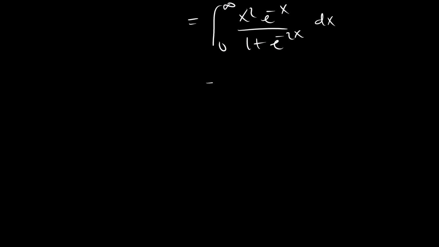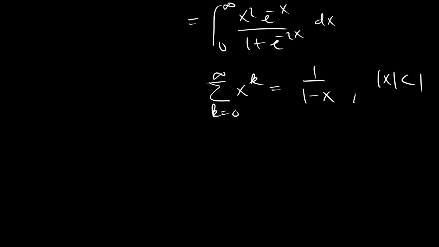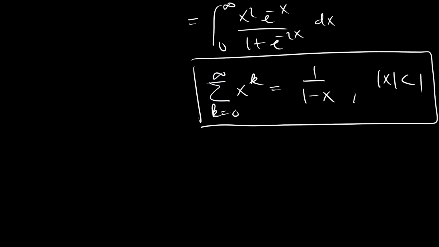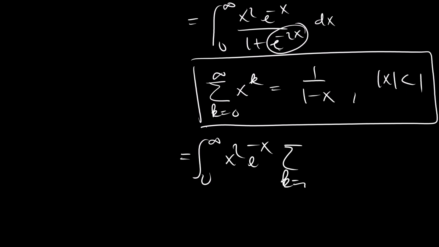Since we know, using a geometric progression, that the summation from k equals 0 to infinity of a constant ratio term x to the k is 1 over 1 minus x, when x is less than 1, we see that this term fits that. Then we have x e to the negative x, summation from k equals 0 to infinity of negative 1 to the k, and e to the power 2kx.